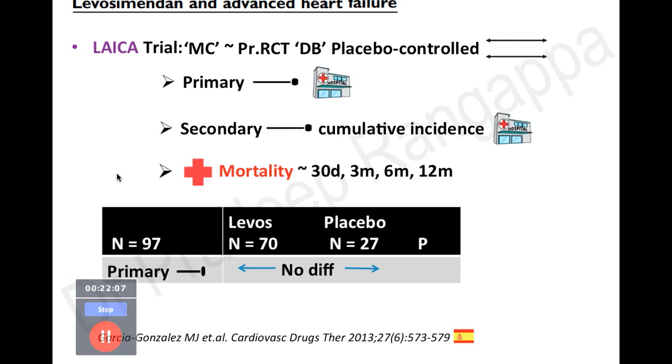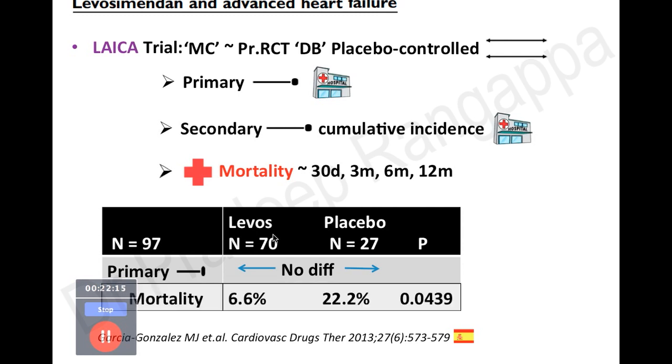And there were 97 patients, 17 in levosimendan and 27 in placebo. For the primary endpoint, which was hospitalization, there was no difference. But mortality, as you see, was significantly less in the levosimendan group as compared to the placebo, and that was also statistically significant. So as you see, in advanced heart failure, if you have to subscribe to the Leica trial and the Lionheart trial, it did show strong signals towards benefit to some extent, especially the Leica trial.